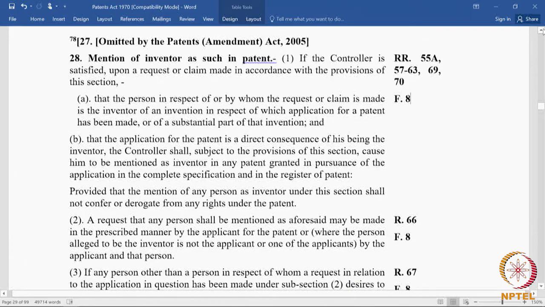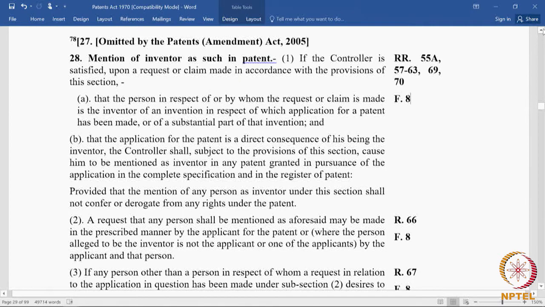Now, 28 does not deal with ownership disputes. We need to be very clear on that. 28 does not deal with ownership disputes, because the status of an inventor is not considered as the status of an owner. The inventor is a person who comes up with the invention. Unless the inventor is shown as an applicant, only then he becomes the owner.